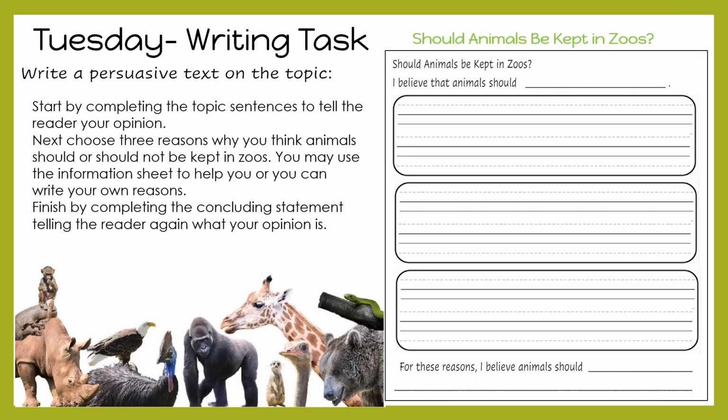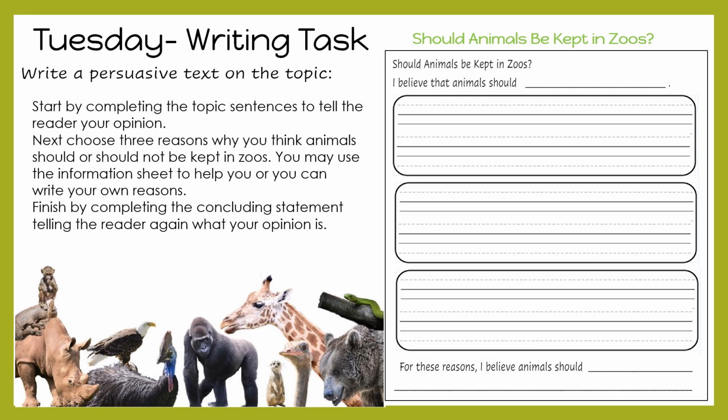So here's our writing task for today. We're going to write a persuasive text to answer the question, should animals be kept in the zoo? You're going to start by completing the topic sentence and telling the reader your opinion. Now I've given you the sentence beginning. I believe that animals should.